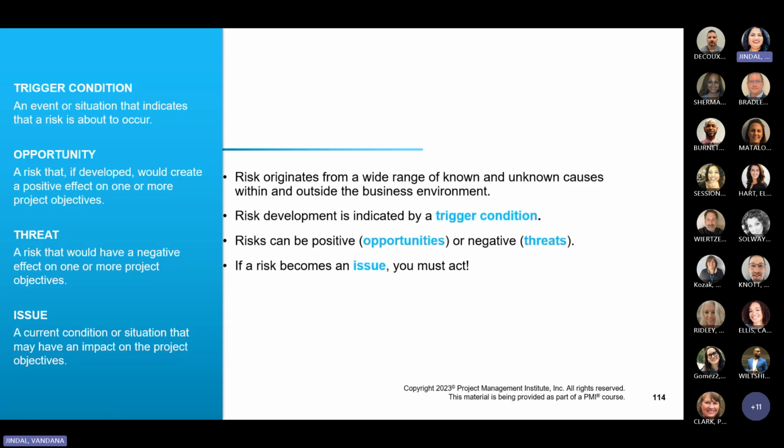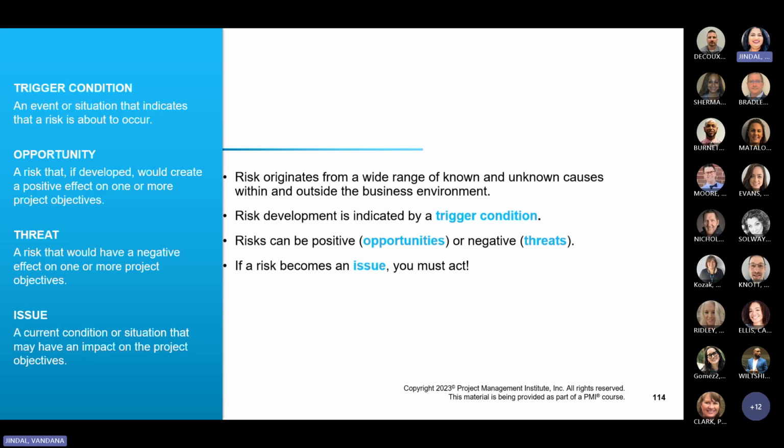Okay, so this slide was about risk assessment. Risk assessment starts very early in the project, in the sense that the risks are identified in the business case and the project charter. But we have to always keep in mind that risks to the project can pop up from anywhere at any time. Risk originates from a wide range of known and unknown issues that could be internal or external to our business environment. Risk development is indicated by trigger conditions. We are going to go over those. Risks can be positive, meaning they could be opportunities, or negative, meaning they could be threats. And if a risk becomes an issue, we have to act on that.